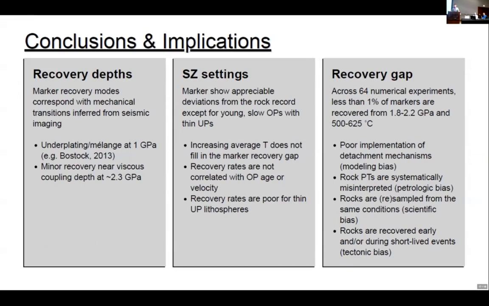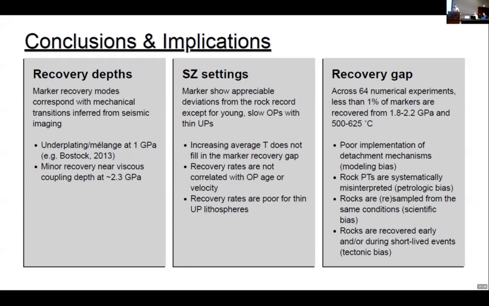With respect to how recovery distributions change in different subduction zone settings, we see that markers show appreciable deviations from the rock record, except for the youngest, slowest oceanic plates with the thinnest upper plates. If you are familiar with subduction zone settings, this characterizes a warm setting and may suggest that rocks are preferentially exhumed from warm subduction zone settings.